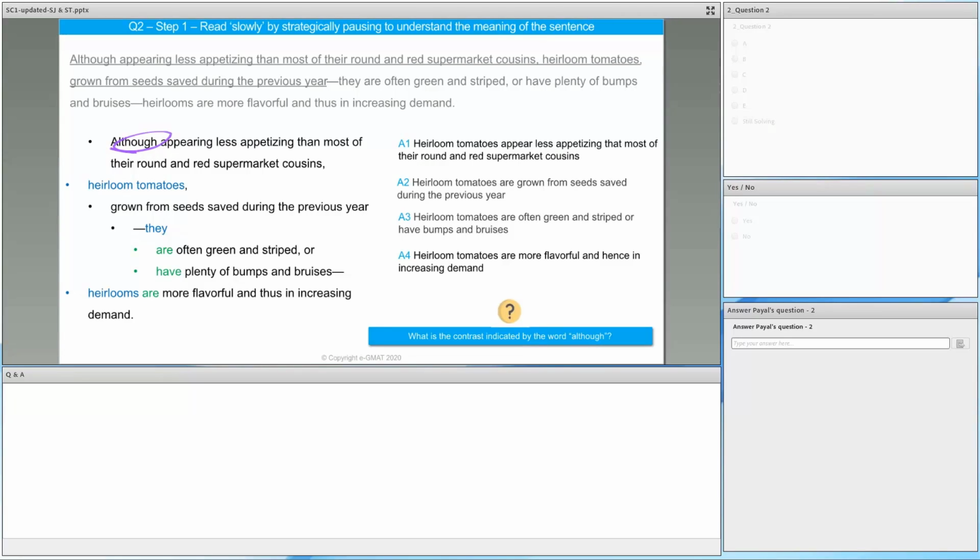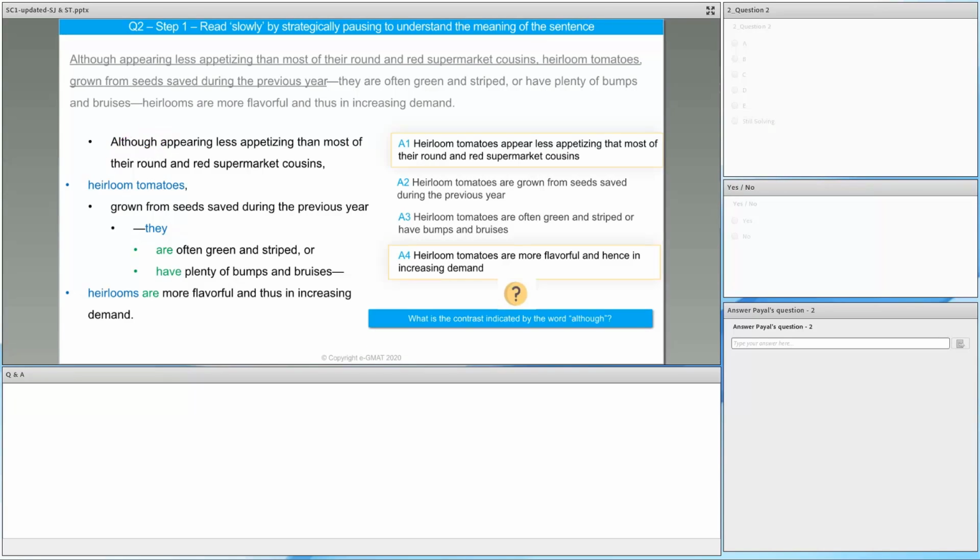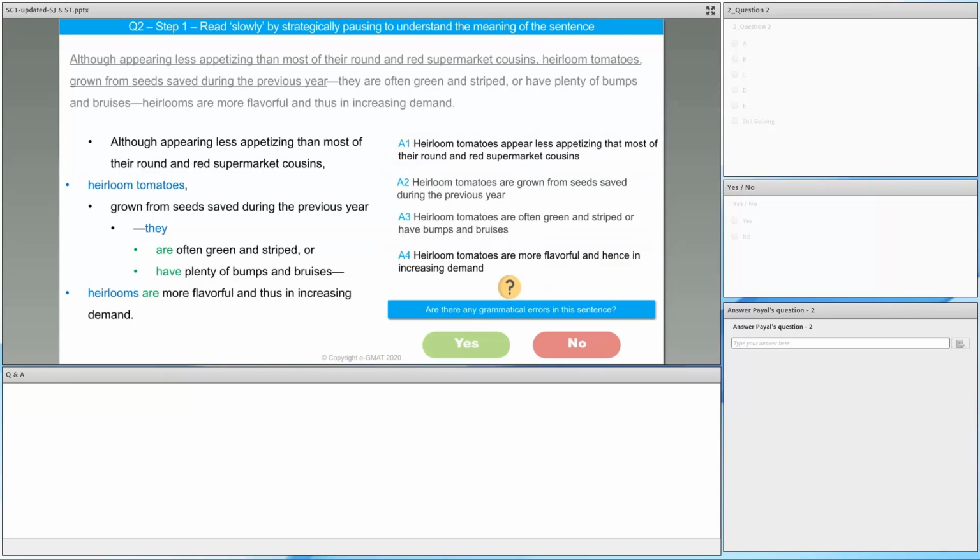So I'm seeing a few different answers: they are ugly, but they taste great. They're ugly, they're very good. Appearance. Okay, good. So lots of people are seeing the contrast. The contrast is indeed between they appear less appetizing than their supermarket cousins, but they are more flavorful. So the majority of you can see that. That tells me you really stopped to think about the meaning of the sentence. Excellent. You learned from our first question. That's awesome.